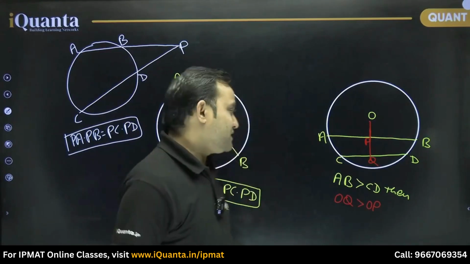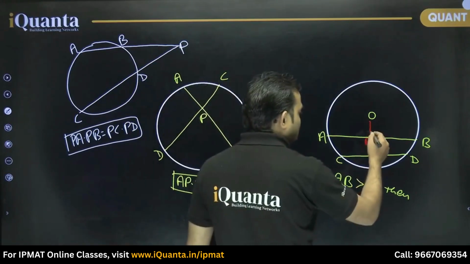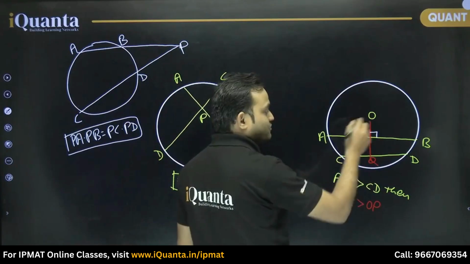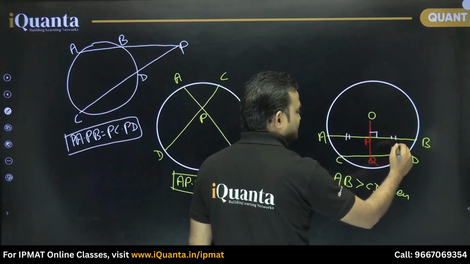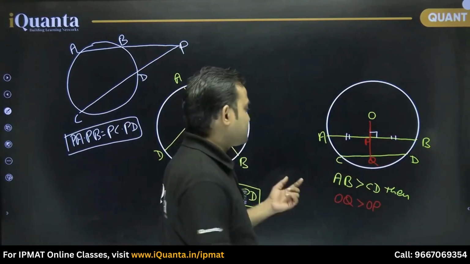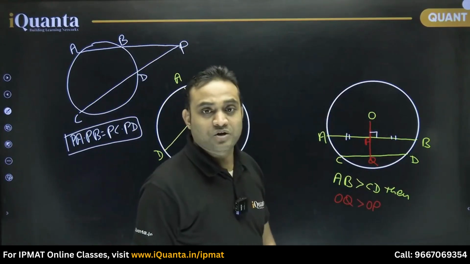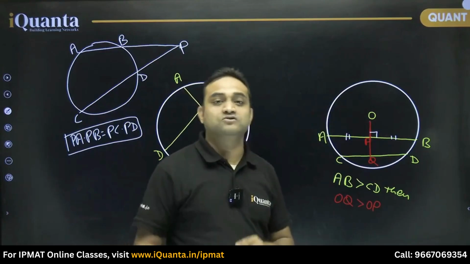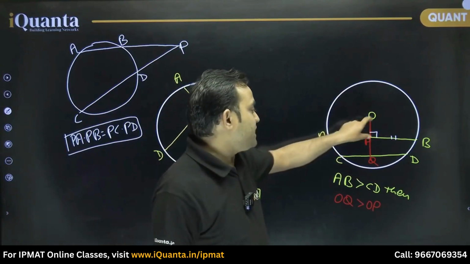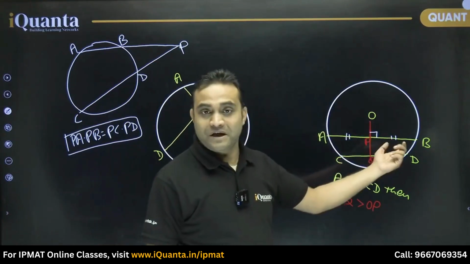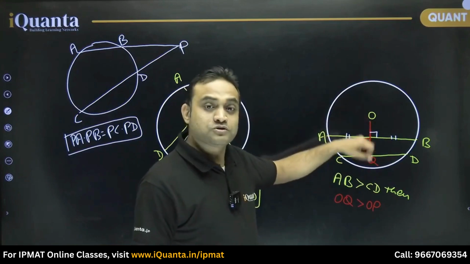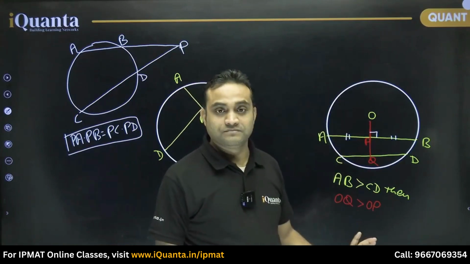Now apart from this, also remember that if you draw a perpendicular to any chord from the center, it bisects the chord, meaning AP will be equal to PB if OP is perpendicular to AB. The converse is also true: if OP is bisecting AB, then OP will also be perpendicular to AB.